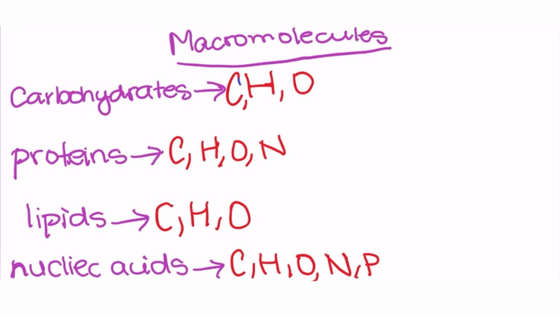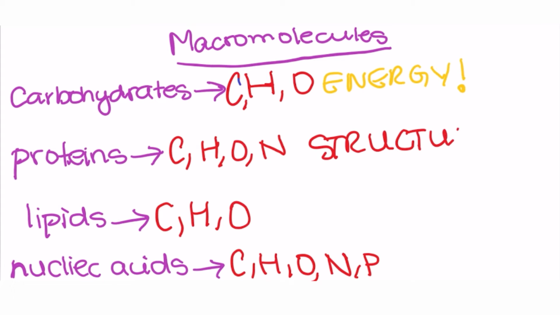So now I've named the 4 macromolecules. But what do they actually do? Carbohydrates give us energy. These include breads, biscuits, glucose. That's carbohydrates. Proteins give us structure, and proteins include milk, eggs, cheese.